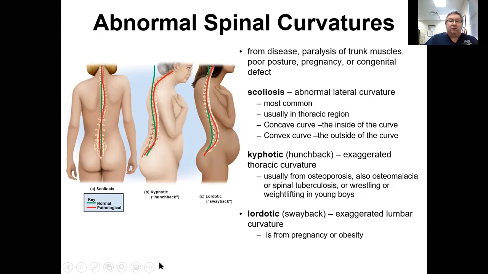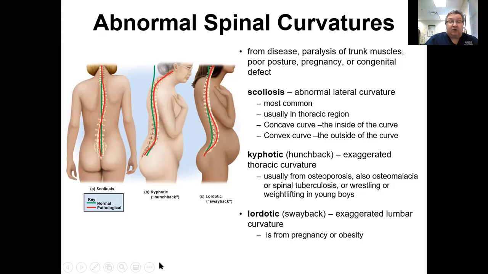So again, scoliosis is a lateral curve. Kyphosis is a hunchback kind of curve. And then the third abnormal curve is a lordotic curve. This is an exaggerated curve. And you will see this type of curve with pregnant women and with people that are overweight. So the curve is really exaggerated. This is a large curve.